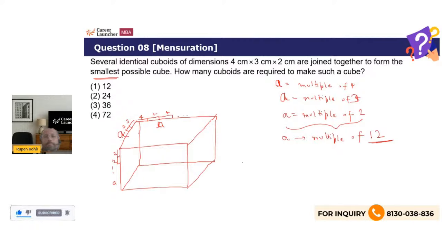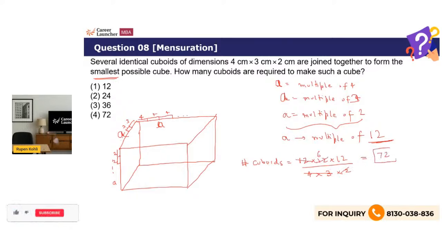So each cuboid is of volume 4 into 3 into 2, and the volume of the cube is 12 into 12 into 12. So the number of cuboids that are required is how many? Obviously, that is nothing but the volume of the cube, which is 12 into 12 into 12, divided by the volume of each cuboid. That is the number of cuboids you will need. So 12 into 12 into 12 upon 4 into 3 into 2, that is your answer. 4 into 3, 12, cancels, 2 cancels here, 12 into 6, 72 cuboids will be required. Isn't it? Right?